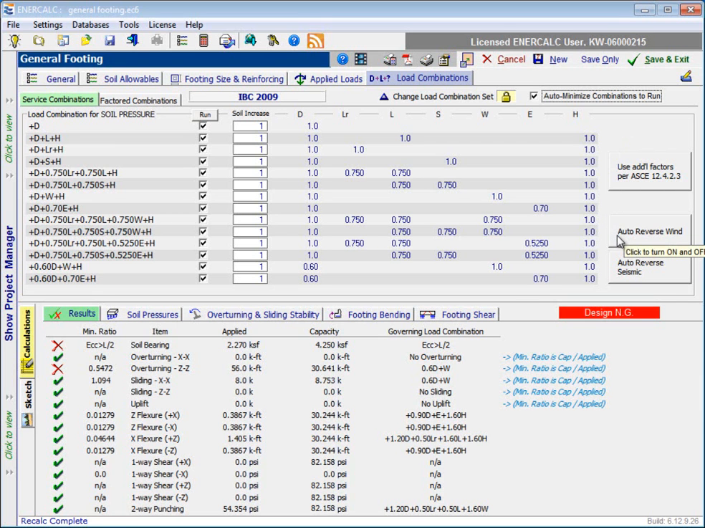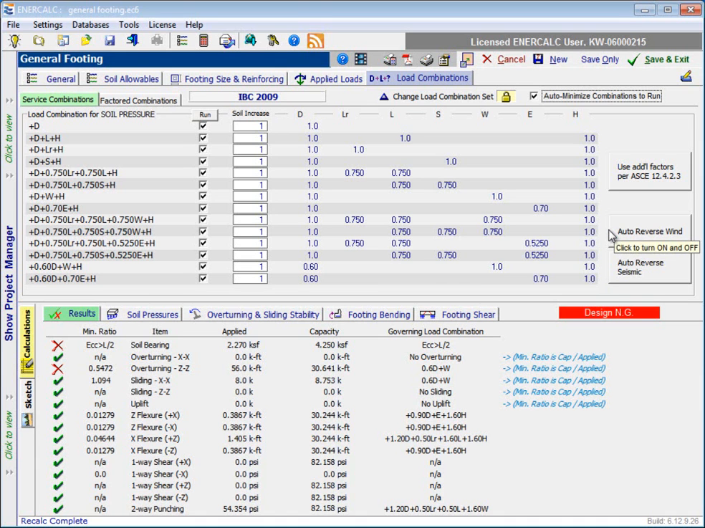Notice that there's also an option to auto reverse the wind loads and or auto reverse the seismic loads. This gets at the fact that the wind comes and the wind goes, or that seismic shakes one way and then it shakes the other way. And so depending upon what your specific loads in the calculation are meant to represent, there are instances where it makes sense to run both the load combination that includes the positive form of wind or seismic, and also the load combination that includes the negative form of the wind or seismic.